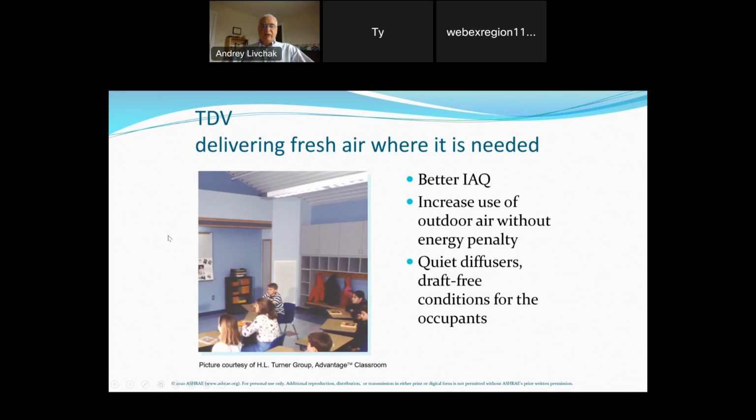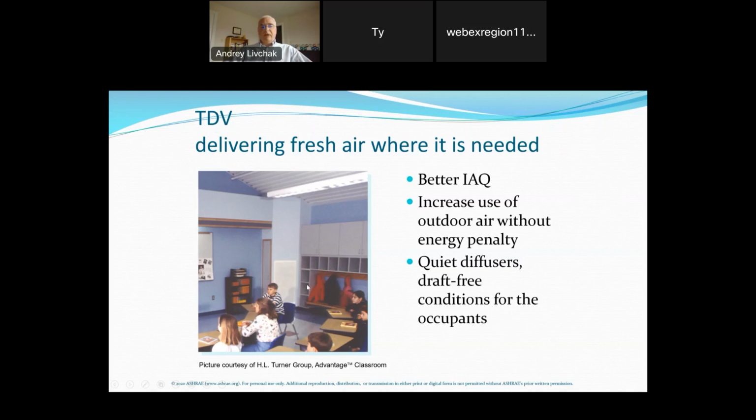The first applications of thermal displacement ventilation were in schools, especially in the northern part of the US. Well, first, displacement ventilation was actually introduced in Scandinavia, in Nordic countries. And roughly in the early 90s, we started using it in the US market as well, US and Canada.